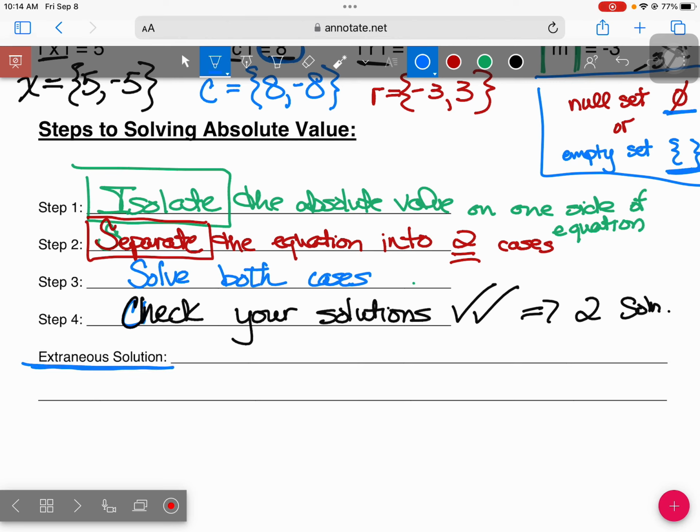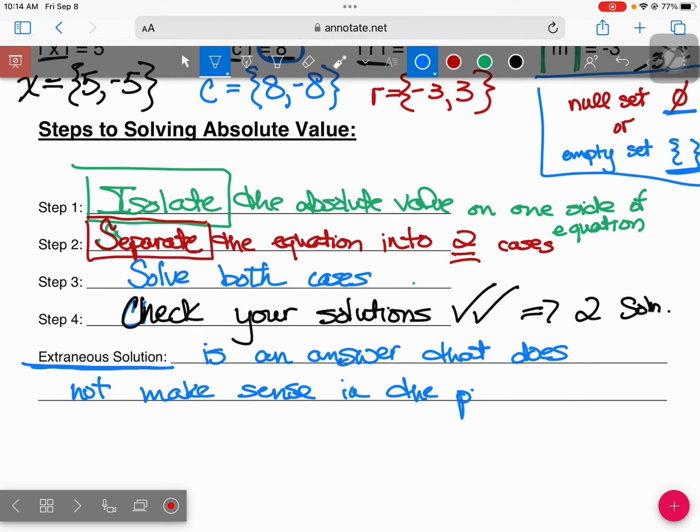An extraneous solution is an answer that does not make sense in the problem. So, since we will have 2 answers, if we think about it sometimes in real life, it might not make sense. So, specifically, not making sense in real life.